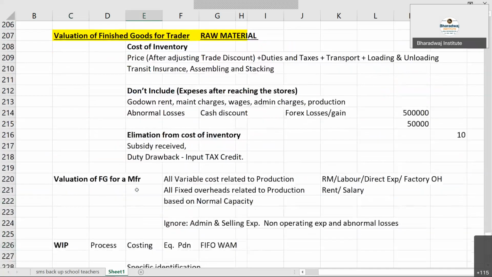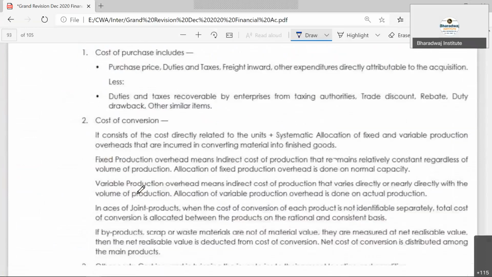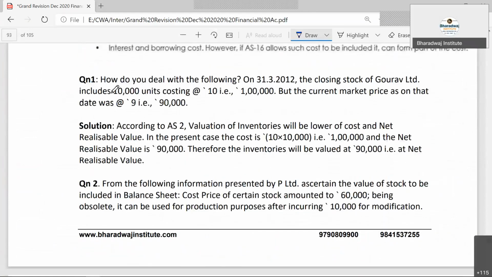So we learned the theory. Okay, let us see the problem section. These things I would have given you. Go through this. These things I've taken from ICMA material only. Closing stock 10,000 units costing 10, that is 1 lakh. But the current market price is 9, that is 90,000. So value of stock will be 90,000. This can be tested in MCQ.